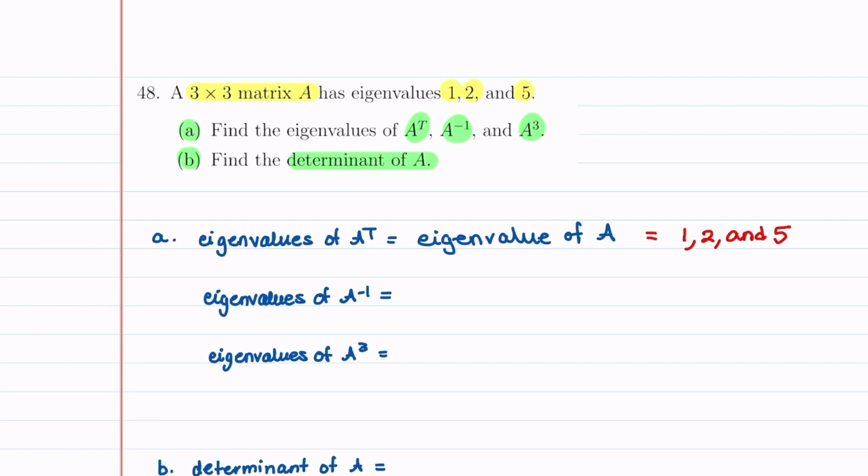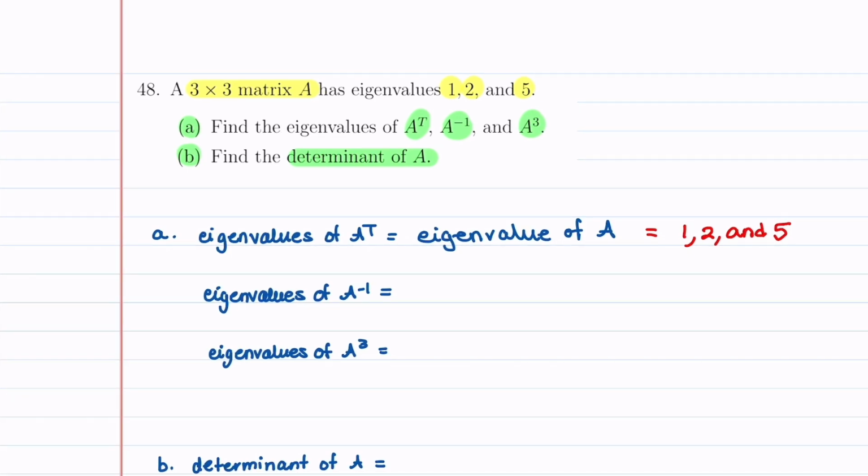Now let's find the eigenvalues of A inverse. The eigenvalues of the inverse of a matrix are 1 divided by the eigenvalues of our matrix A. So the eigenvalues of A inverse are going to be 1 over 1, which is 1, 1 over 2, which is 1/2, and then 1 over 5, which is 1/5.